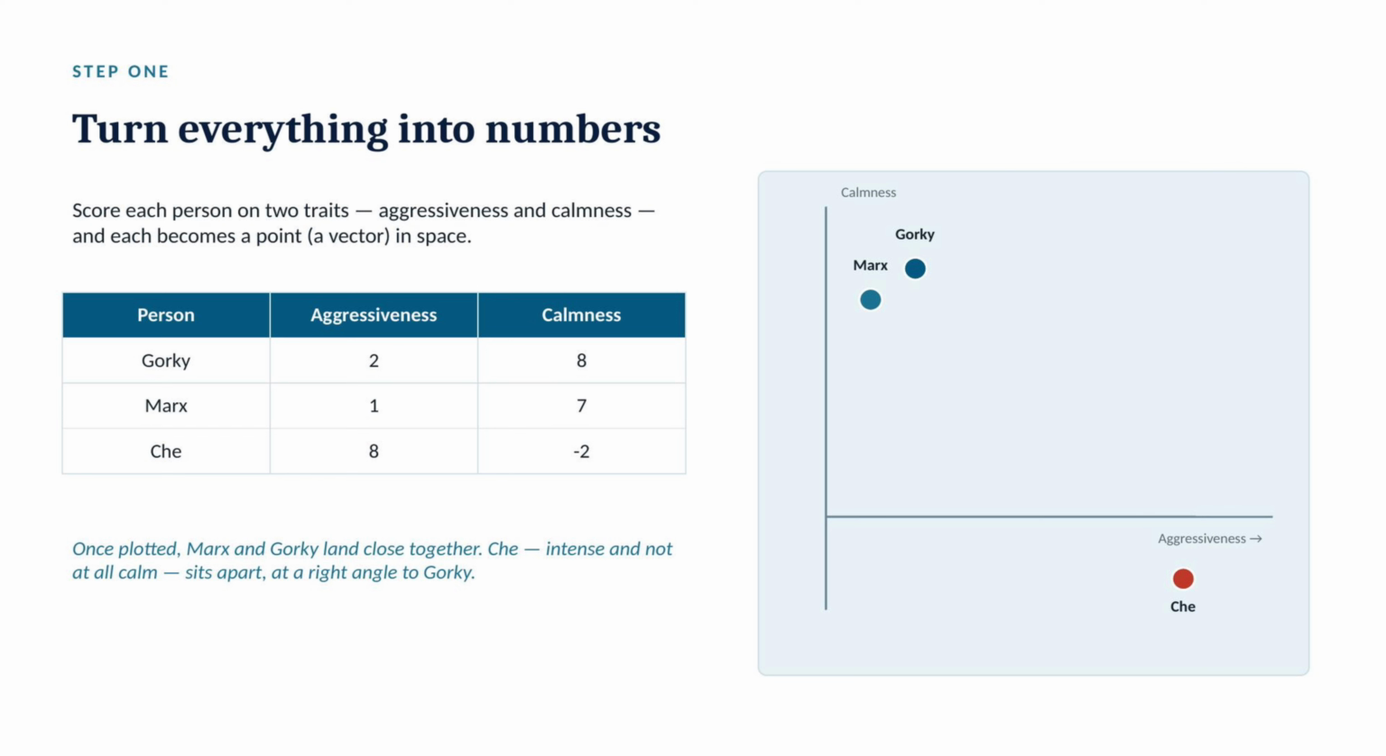This is the foundation of how machines understand anything. Turn it into a vector, plot it, and now you can do math on it. But how do we actually measure how close two vectors are?